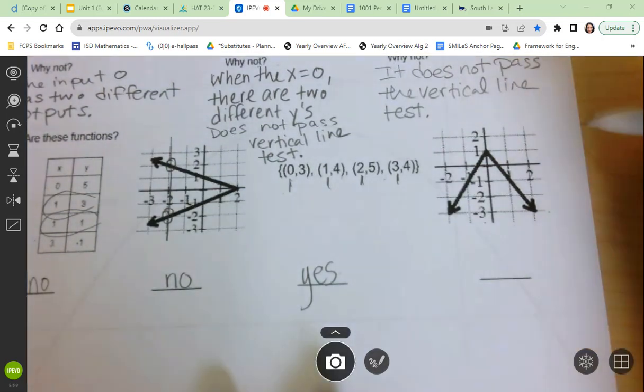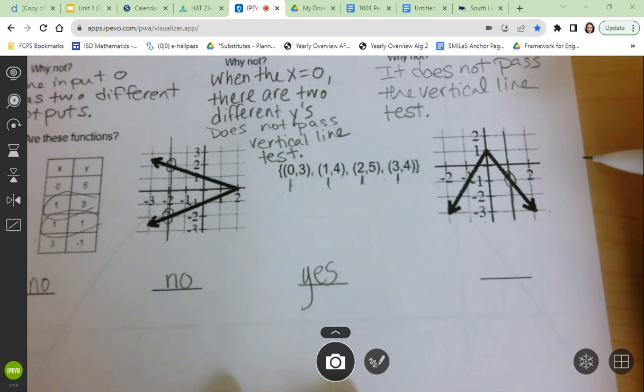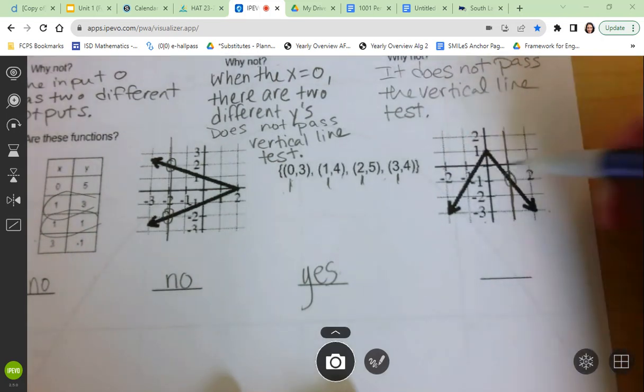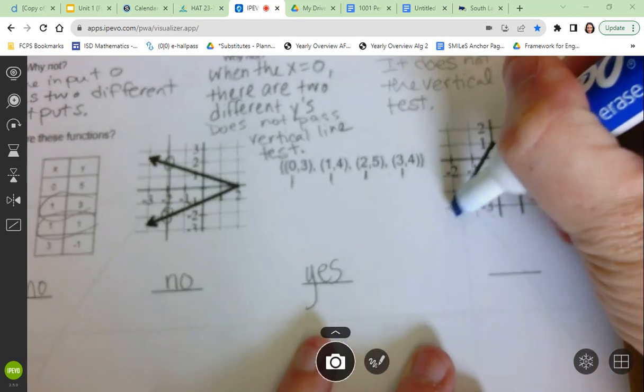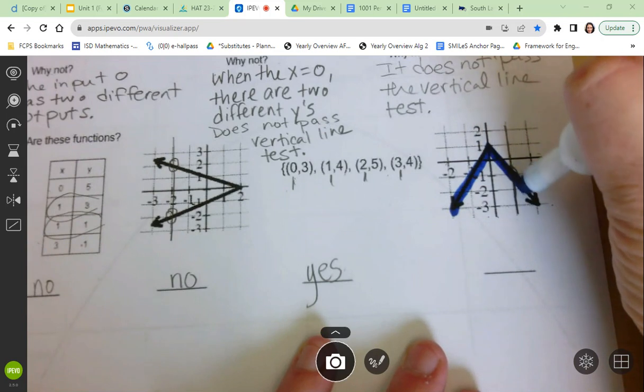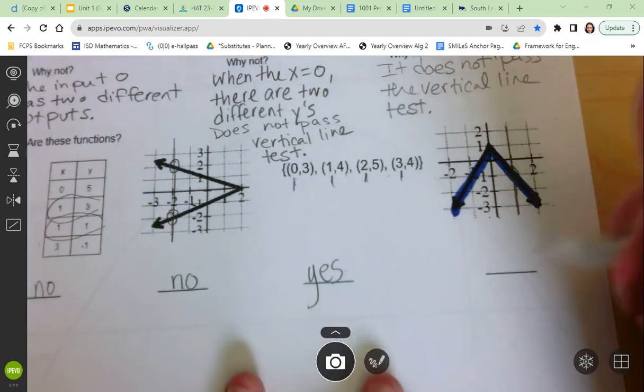Very good. So no matter where I draw this vertical line here, it will cross only one point. Remember, I'm not talking about if it crosses the axes. I'm talking about this function right here. Okay? So no matter where I draw my vertical line, it will cross it only one time. So this is a yes, it is a function. So it's no, no, yes, yes.